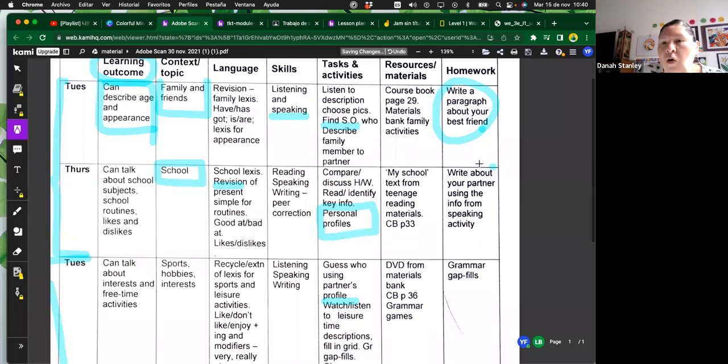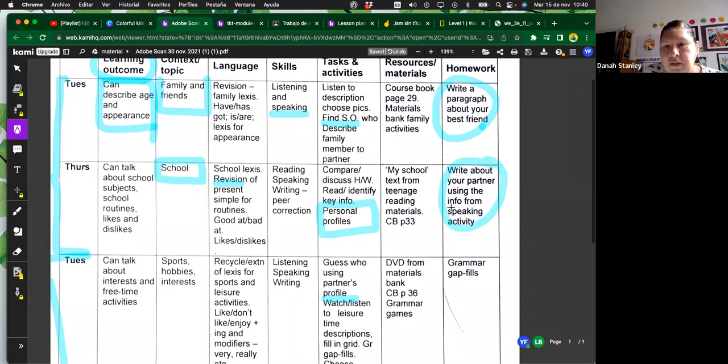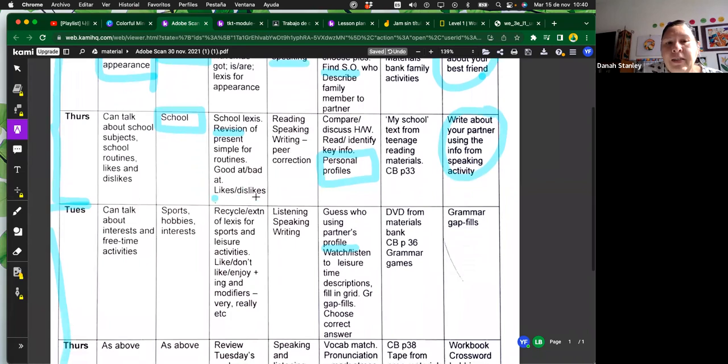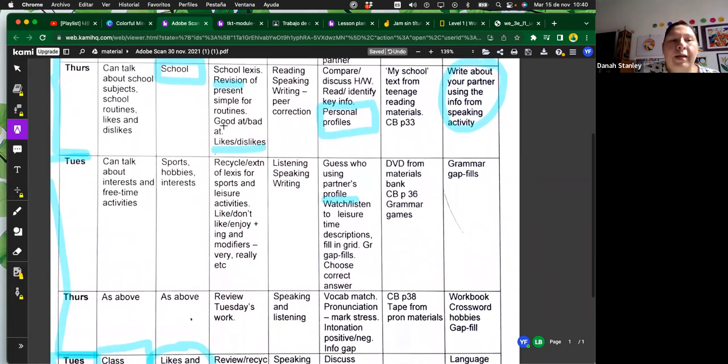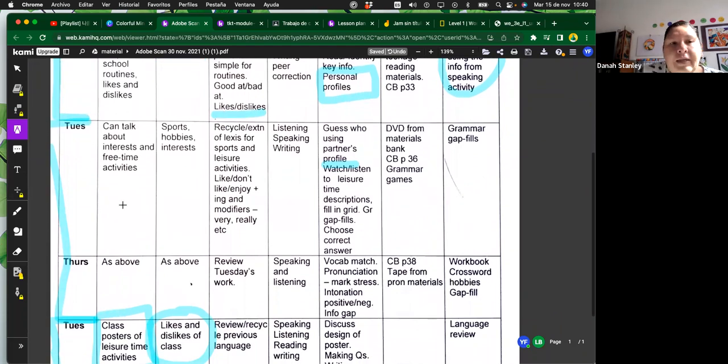And now they are going to add information about the partner or the friend. Talking about likes and dislikes related to school subjects or school places. Next class or next week, they are going to talk about interest and free time activities. The vocabulary is about sports, hobbies, and interest. They are going to recycle or extend lexis for sports and leisure.